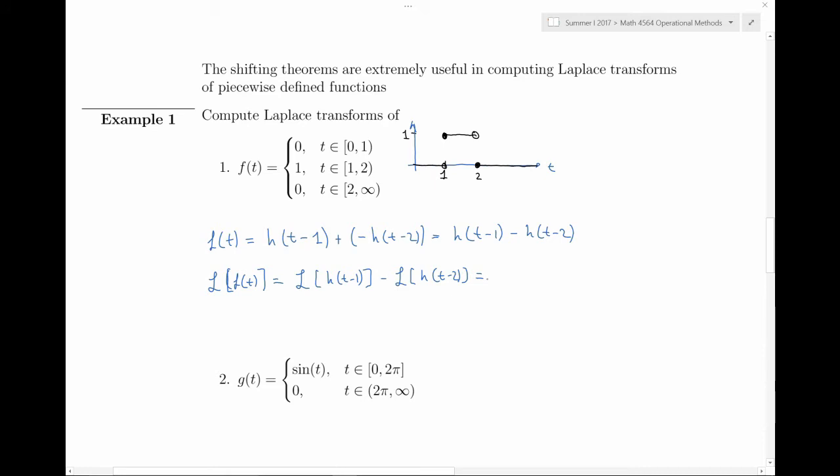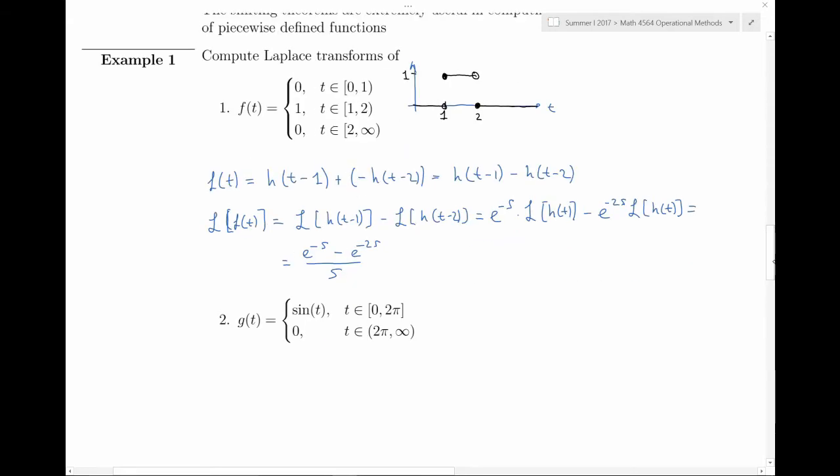So for the standard h of t, that's going to be simply e to the minus alpha, which is in this case 1, minus s times the Laplace transform of just the Heaviside function, minus, here we're shifting by 2, so it's e to the minus 2s times the Laplace transform of the Heaviside function. And the Laplace transform of the Heaviside function is 1 over s. So this simply becomes e to the minus s minus e to the minus 2s, divided by s. And that's the Laplace transform of this thing that turns on and turns off.